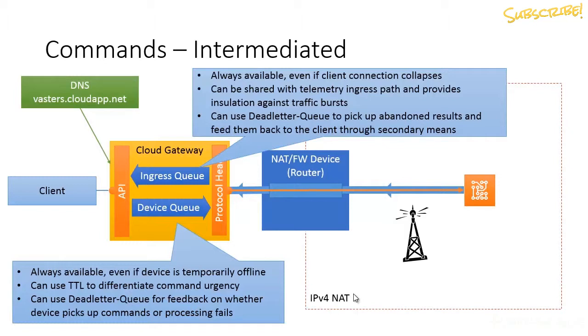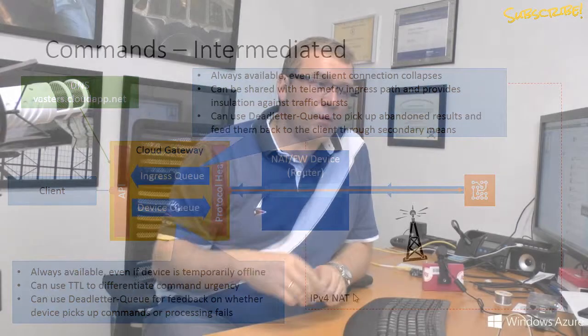So you have an immediate feedback path if you want, through the Ingress queue back to the client, but also an indirect feedback path for longer running results, which you can also easily realize through the dead letter queue. So what you get is temporal decoupling. You get protection against traffic bursts.